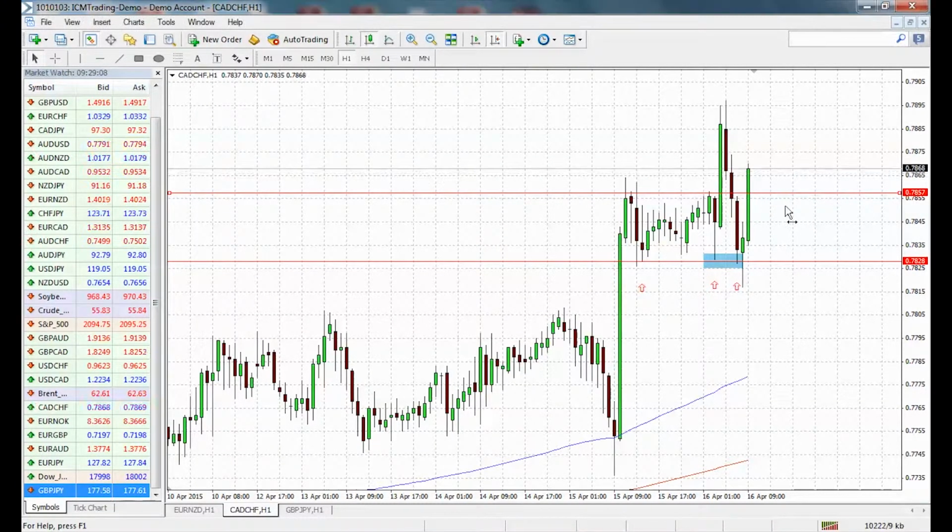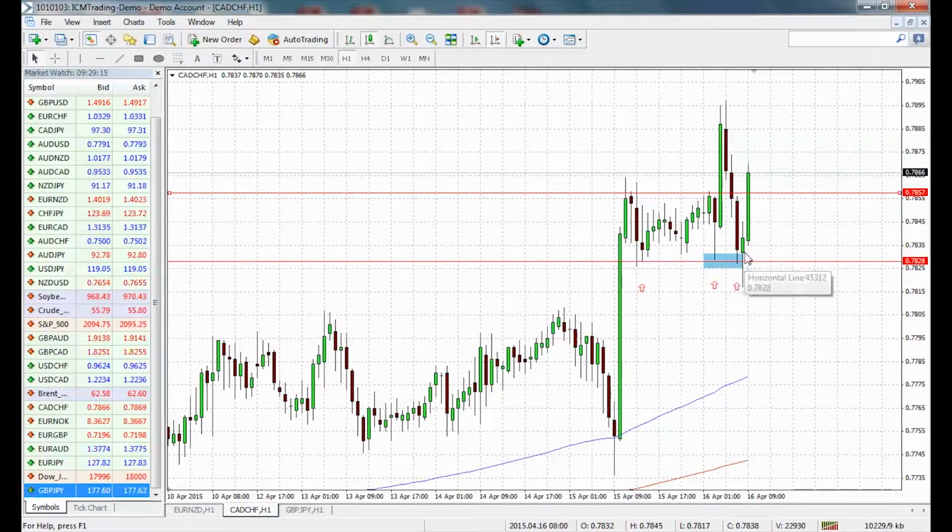So yeah, I got out of this trade, but as you can see, it did exactly what we expected it to do. And guys, just always make sure that when you're trading pin bars, you get them in the right location with a close that's very close to the previous support and resistance levels.